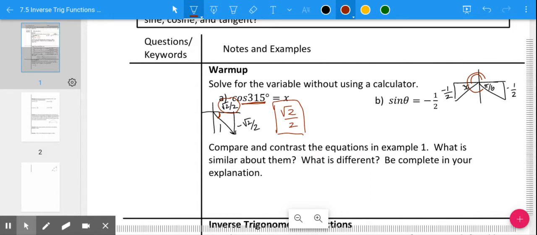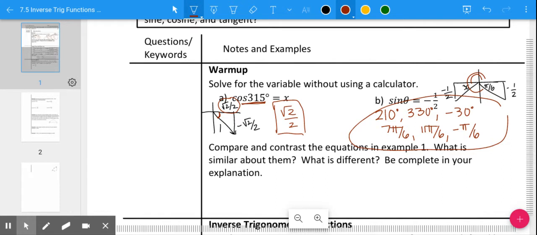So different possible answers to this would be my angle could be 210 degrees. It could be 330 degrees. It could be negative 30 degrees, etc. And the list goes on. I could also have answered in radians. So my angles could be 7 pi over 6. They could be 11 pi over 6. They could be negative pi over 6, etc., and the list goes on. So all of these are solutions. In fact, technically, there is an infinite amount of solutions to this problem.